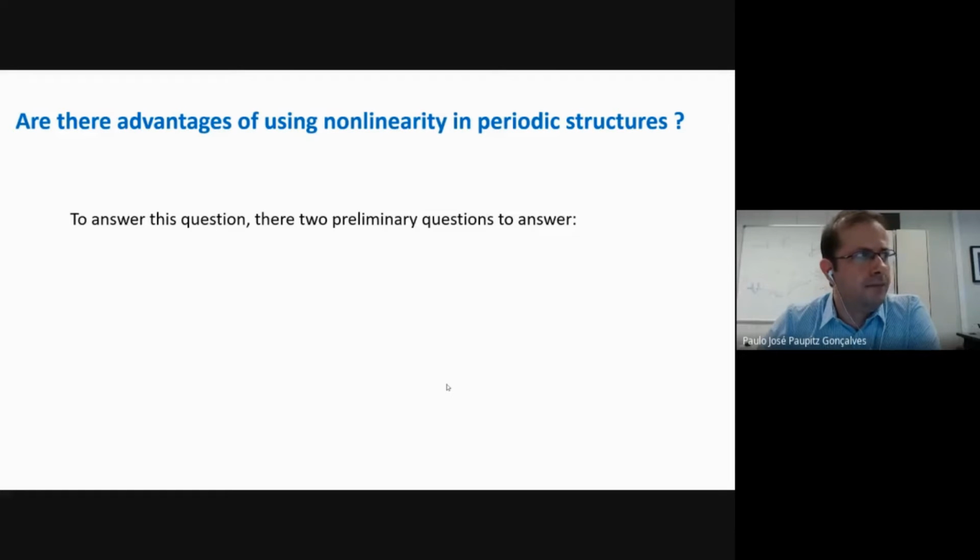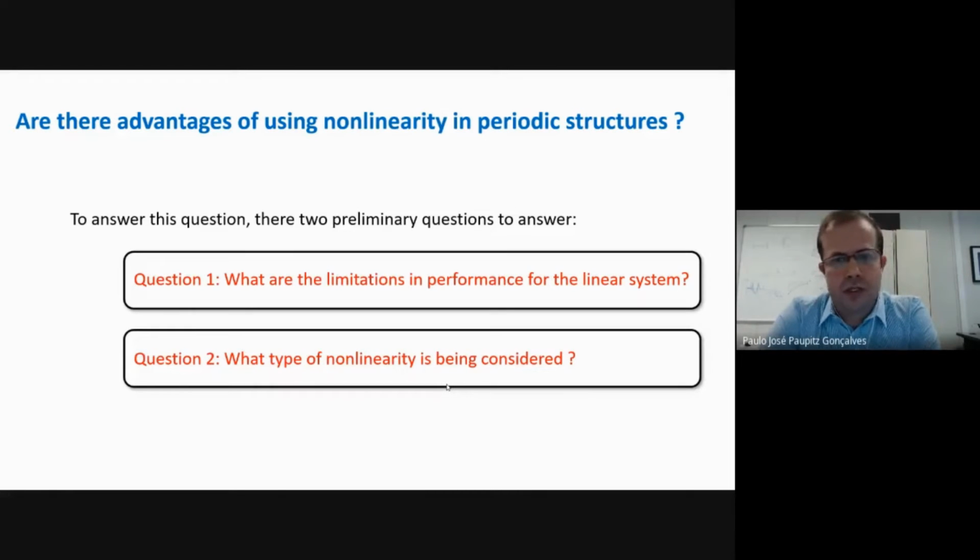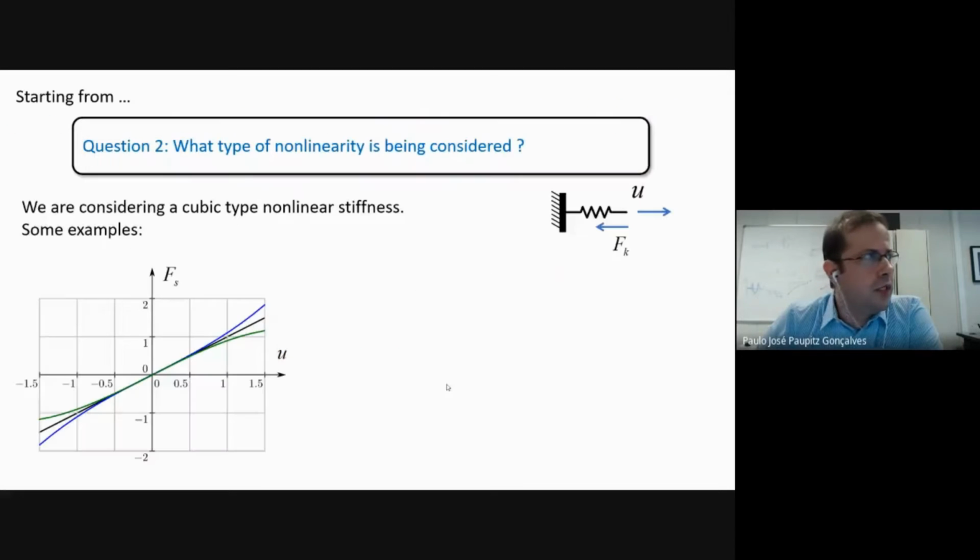So before that, we realized that we need to answer two questions first. The first question is, we need to understand what's the limitation in the performance of the linear system. And then on top of that, we are going to investigate how we can use nonlinearity. The second question is, what source of nonlinearity are we considering? So I'm going to start with question 2, just to clarify for those who have not worked with nonlinearity before.